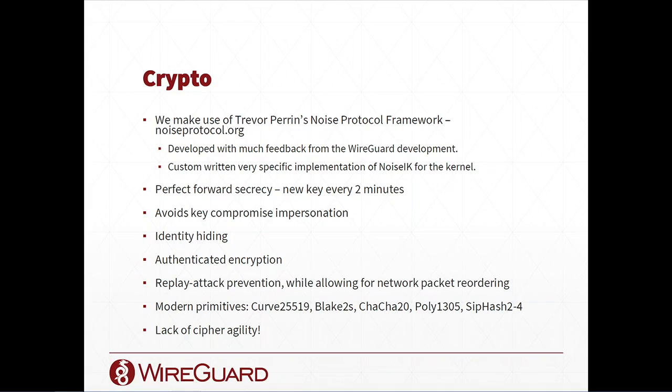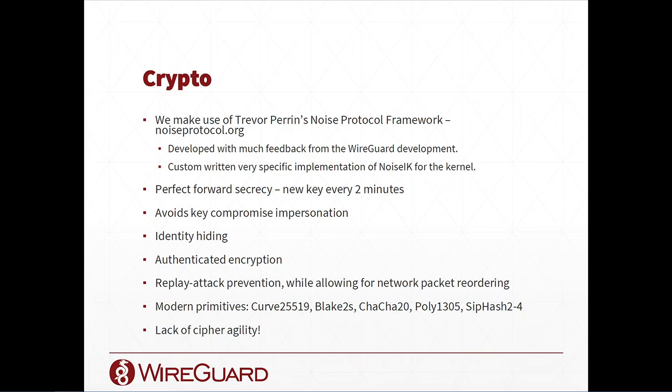There's identity hiding, so we never actually transmit a public key in the clear over the wire. Of course, we use authenticated encryption with nice replay detection, but that still allows for packet reordering because networks will reorder packets, and as we're using UDP, this is a real issue. And we use modern primitives: Curve25519, BLAKE2s, ChaCha20, Poly1305, SipHash24, the DJB cipher suite. And importantly, there's no cipher agility.